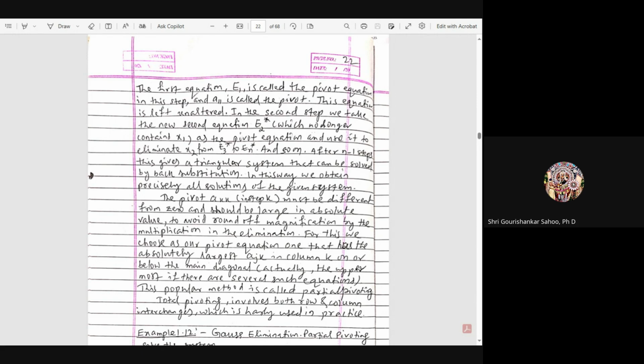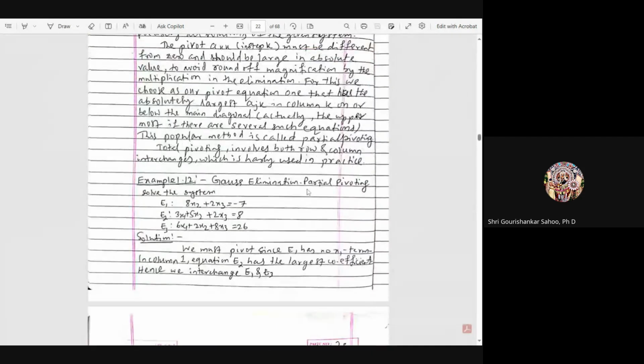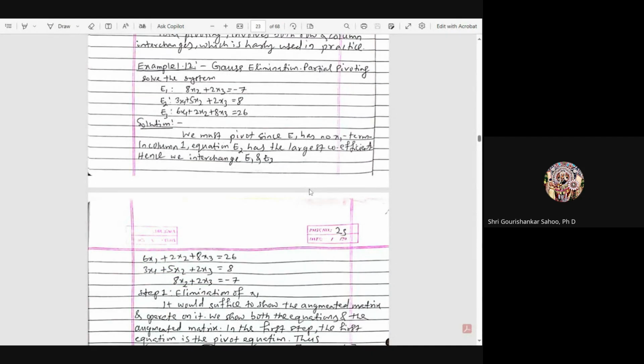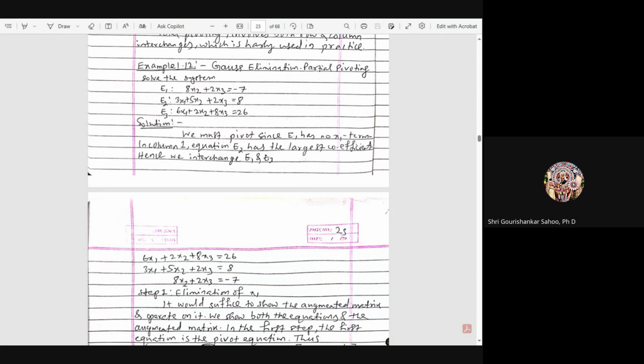For this, we choose our pivot equation as the one that has the absolutely largest ajk in column k on or below the main diagonal, actually the uppermost if there are several such equations. This popular method is called partial pivoting. Total pivoting involves both rows and columns interchanged, which is highly used in practice. So let us have an example so that you can better understand how we can solve a system of equations by using back substitution, Gauss elimination or partial pivoting.